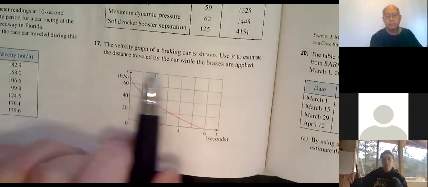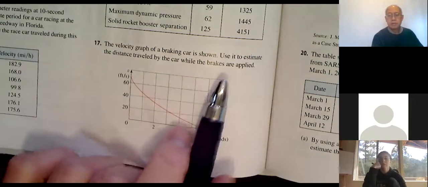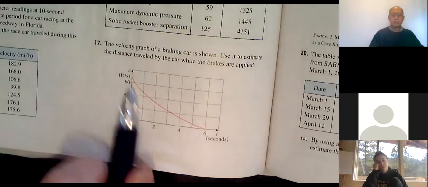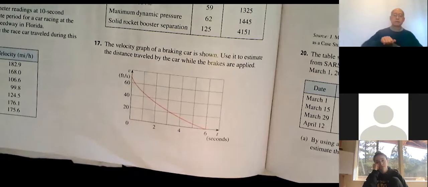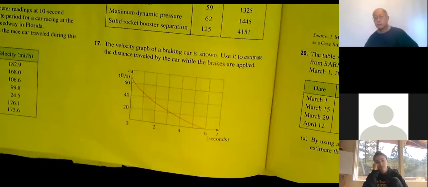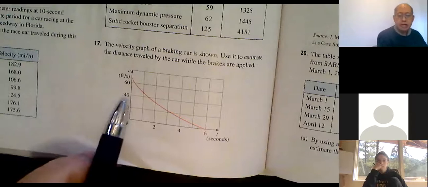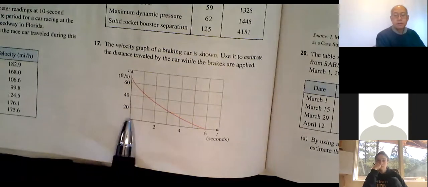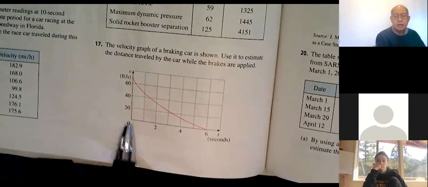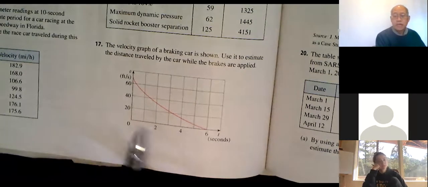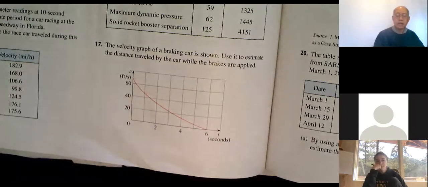The velocity graph of a braking car is shown. Use it to estimate the distance traveled by the car while the brakes are applied. Okay, so you step on the brakes, your speed eventually goes down to zero, right? And let's think about when we do our rectangles, we're doing seconds times feet per second. So seconds cancel out, you have feet.